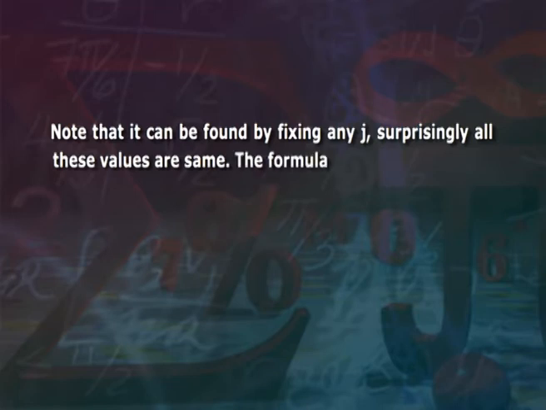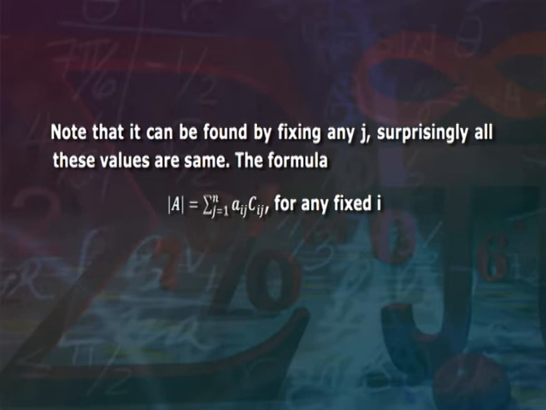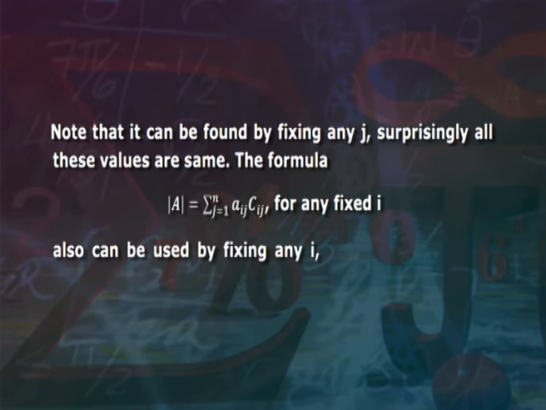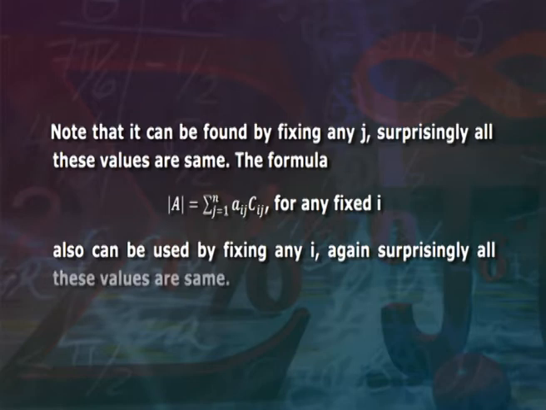The formula determinant of A equal to summation j equal to 1 to n aij Cij for any fixed i also can be used by fixing any i. Again, surprisingly, all these values are same. The determinant of the 0 matrix is 0 and the determinant of the identity matrix is 1.